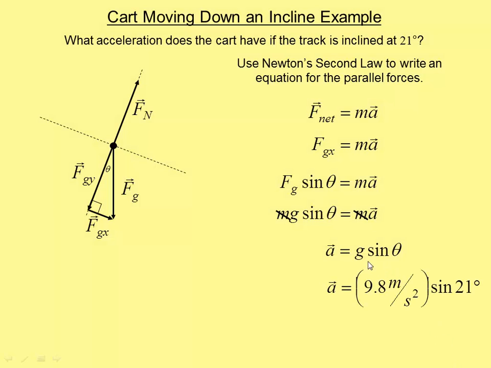Plug in what we know. g is, of course, 9.8, and you could write this as newtons per kilogram or meters per second squared, since it's an acceleration we're finding. Sine of 21 degrees, and you get your answer. The cart will accelerate down the incline at 3.5 meters per second squared. That, of course, means every second the cart is speeding up 3.5 meters per second.